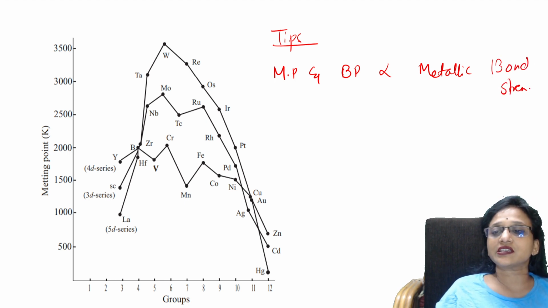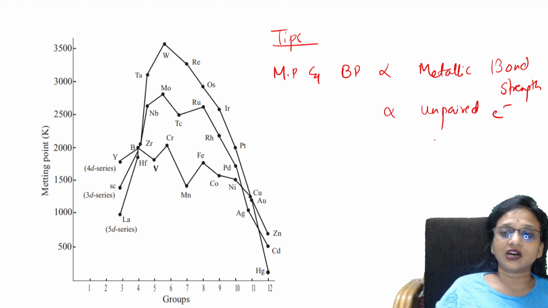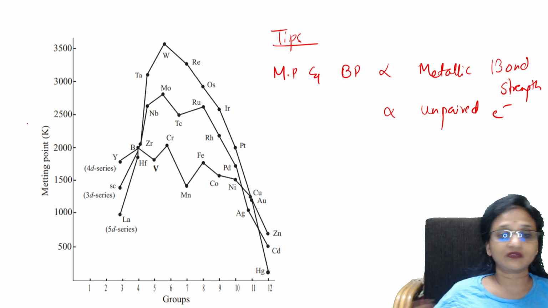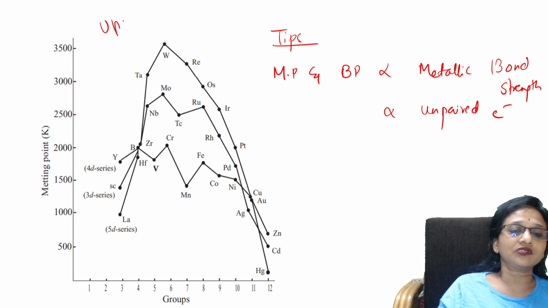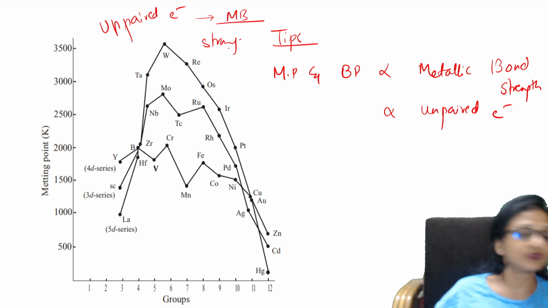Just now, what did I say? The metallic bond strength depends upon the number of unpaired electrons. So, as unpaired electrons increase, the melting and boiling point increases. Why? Because the metallic bond is strong. Yes. So, unpaired electrons can comfortably form bonds, and the metallic bond is very strong in them. Done, students? Okay.